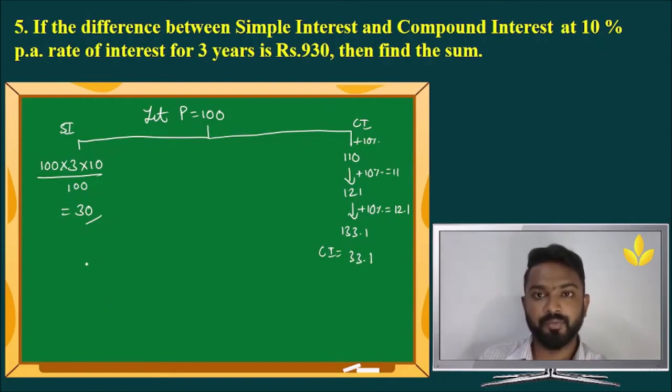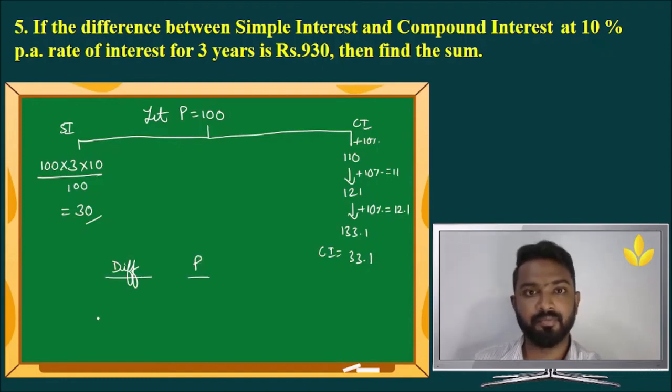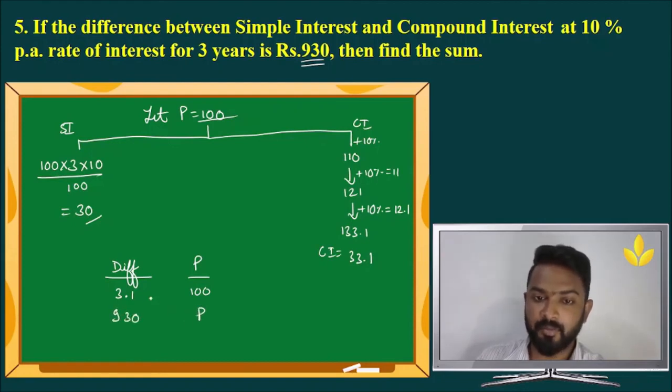Now what do we do? We have the difference and we have the principal. What is the difference over here? 33.1 minus 30 is nothing but 3.1. When the difference is 3.1, the principal is 100. And according to the question, the difference is 930. So according to that, the principal will be how much?